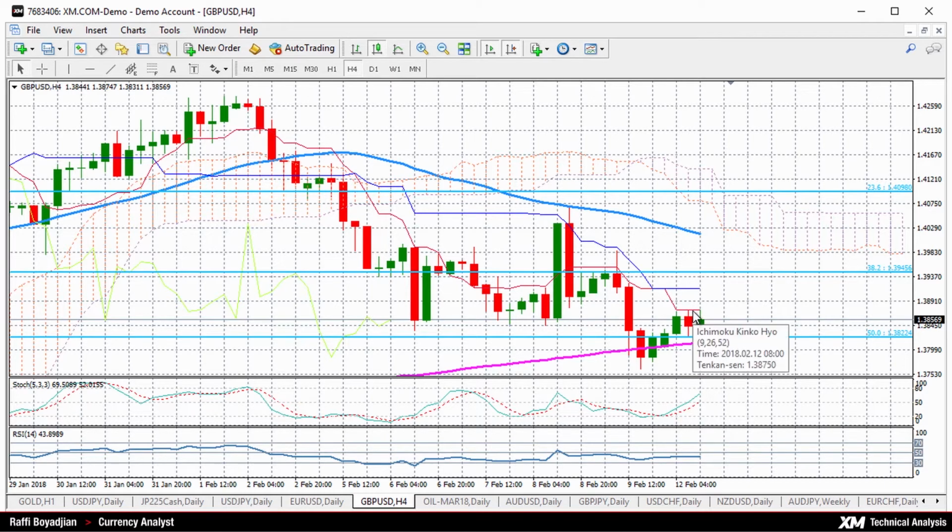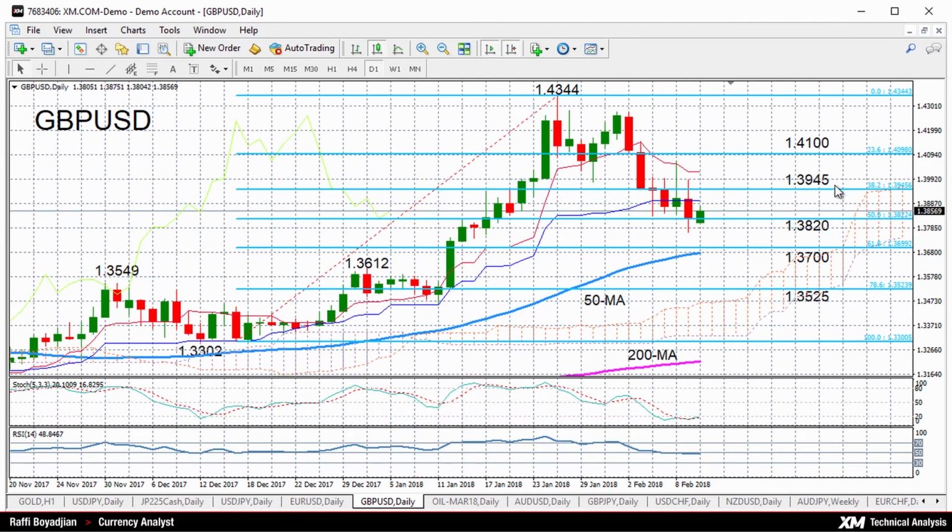A break above that level around 1.3875 should clear the way towards the 38.2% Fibonacci retracement at 1.3945, and then a break above that would open the way towards the 1.41 handle. But to the downside, we do have major support at the 1.37 handle. That's also the 61.8% Fibonacci retracement, and it's just above the 50-day moving average. So clearly, a major support area around the 1.37 level.